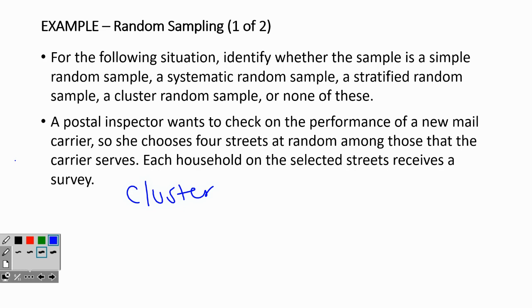And then you randomly select however many. In this case, she picked 4, and you survey every single individual within that location. In this case, it was a whole street. So she's surveying every house on 4 different whole streets.